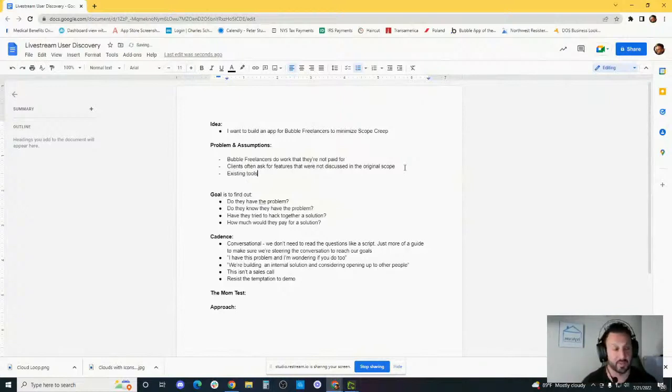Now, the tools that are in this space are ClickUp, Miro, Monday, Trello, what's the other one? Notion. There's one more, the big one that I'm forgetting. These existing tools are subpar in preventing scope creep.